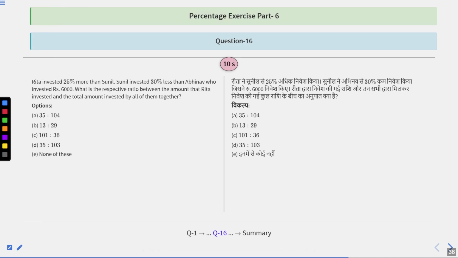Rita invested 25% more than Sunil. Sunil invested 30% less than Abhinav, who invested rupees 6,000. What is the respective ratio between the amount that Rita invested and the total amount invested by all of them together? You have 5 options and 10 seconds to solve this question. Your time starts now.